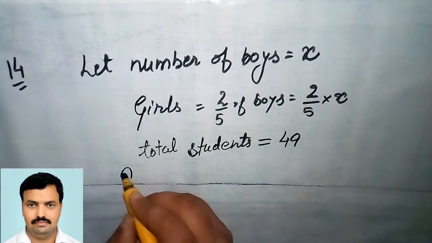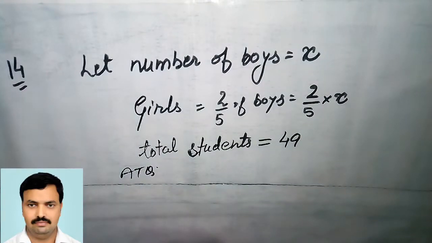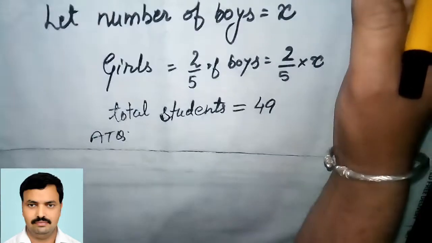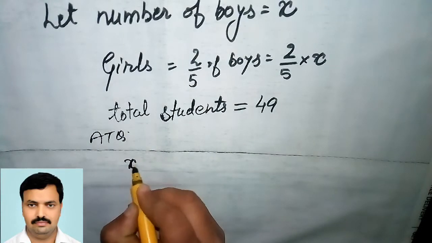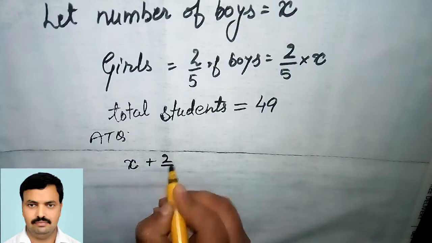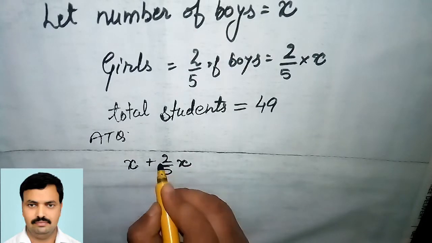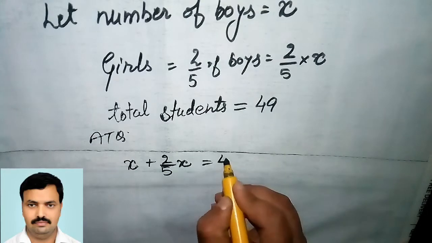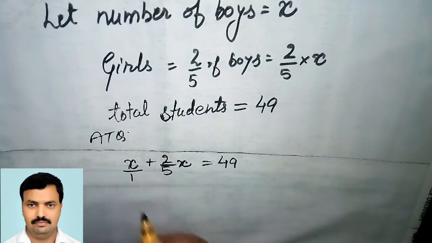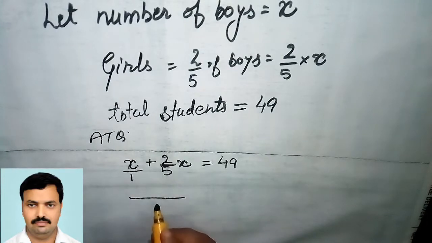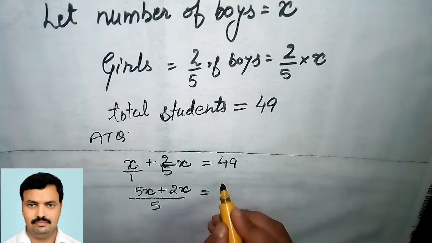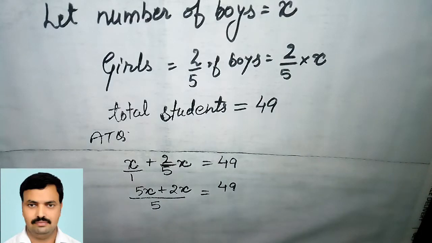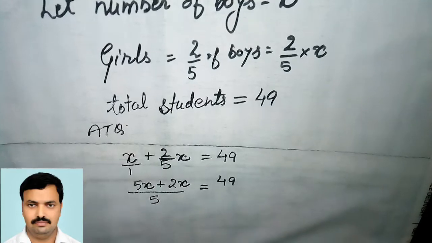Now according to the question, you can say that the total number of boys plus the total number of girls equals the total number of students in the classroom. So the total number of boys is x plus the total number of girls is 2 by 5x, which equals the total number of students, that is 49. Nothing is there in the denominator of x, so you can put 1 and take LCM. LCM will be 5 and simplify it. Numerator will be 5x plus 2x equals 49.